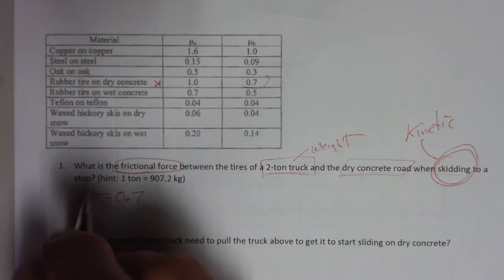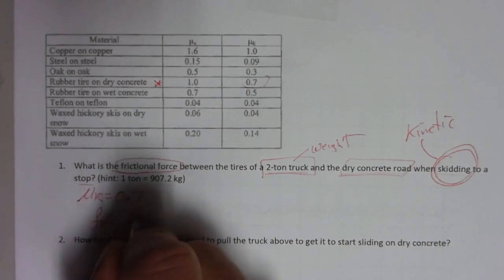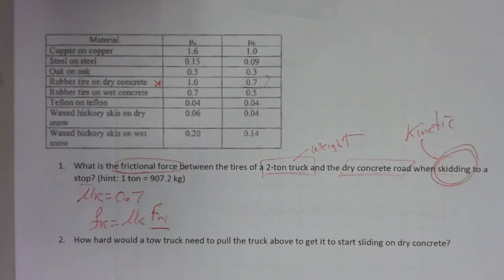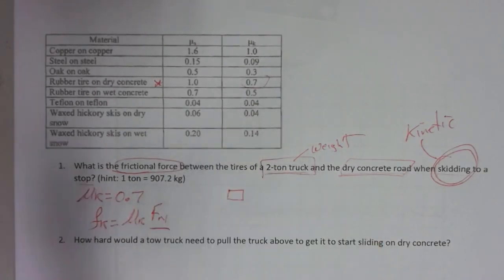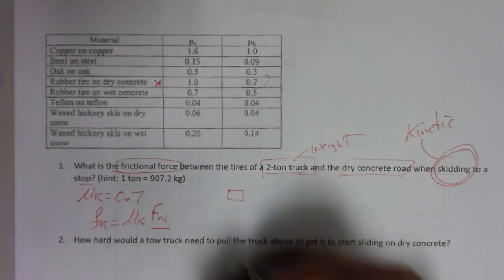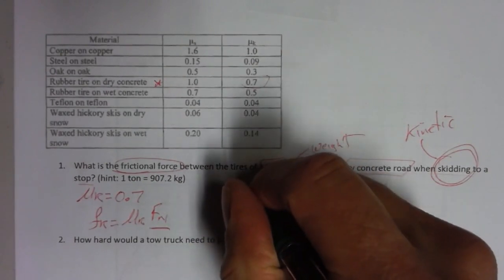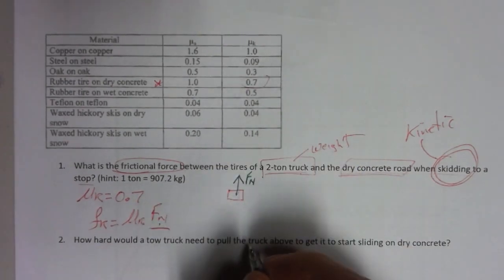But to find that force of friction, the force of kinetic friction is mu K times Fn. I need to find Fn. Well, we're going to draw a free body diagram, or a force diagram, for this truck. I'm just going to make the truck a block. Now the truck is touching the road, right? It's on a road. The road's going to push up on it with a normal force, and I need that normal force.